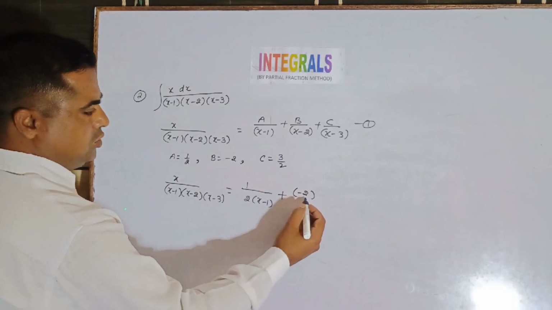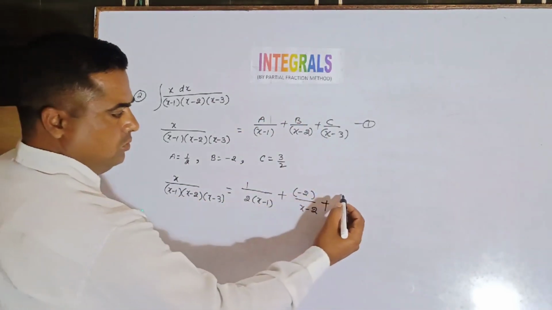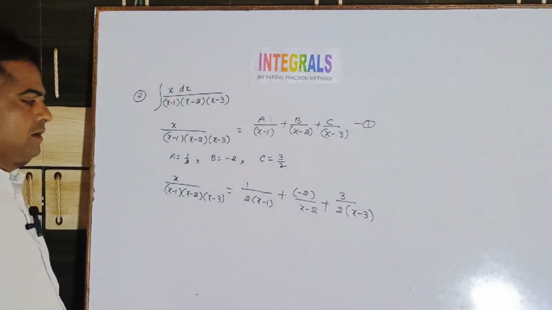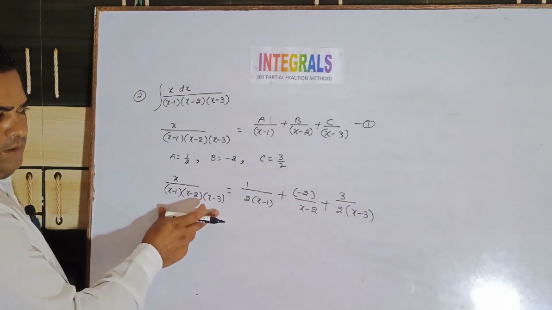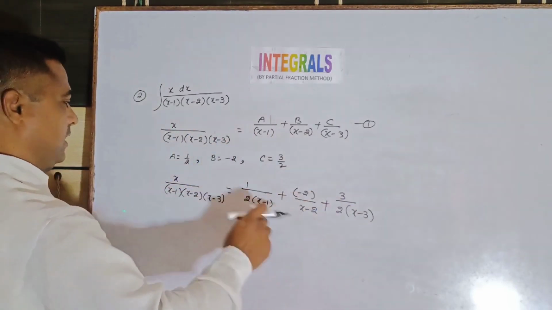We can write here minus 2 upon x minus 2 plus the value of c is 3 by 2 in denominator x minus 3. Students, we have to integrate this function, right? And this equals to this, so we can integrate this part.